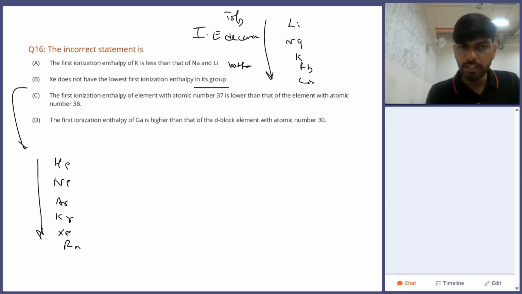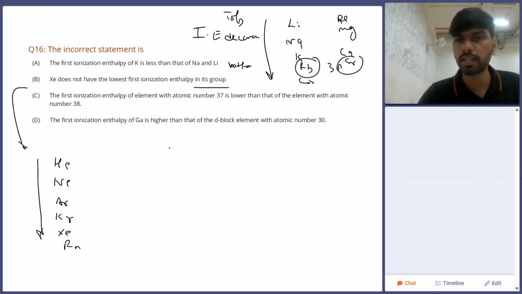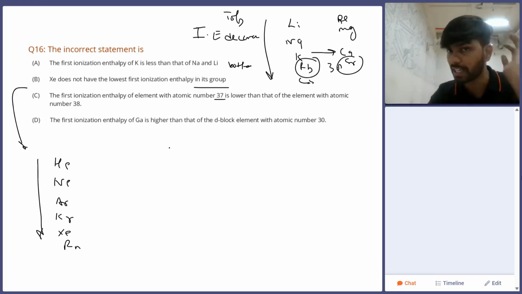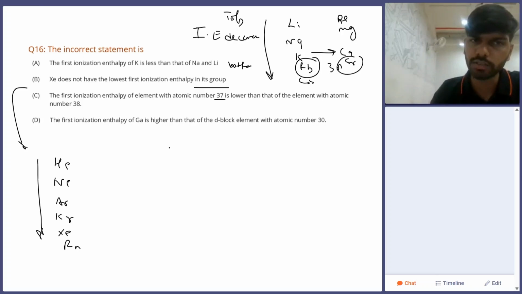Now, the first ionization enthalpy of element with atomic number 37 is lower than that of element with atomic number 38. So for that, this one is rubidium, and then if you look beryllium, magnesium, calcium, strontium. So this is 38. So left to right, ionization enthalpy increases. So they are saying first ionization enthalpy of element with atomic number 37 is lower. Yes, rubidium is lower because alkali metal and alkaline earth is greater. So C is also correct.